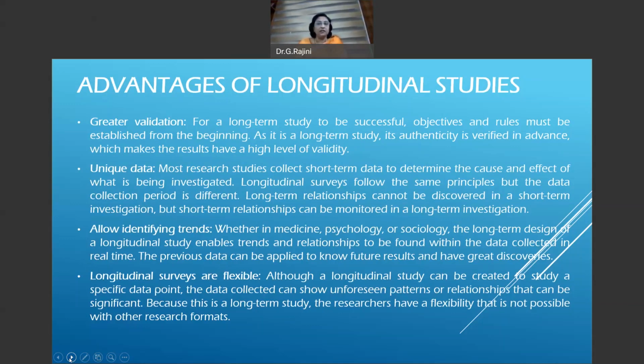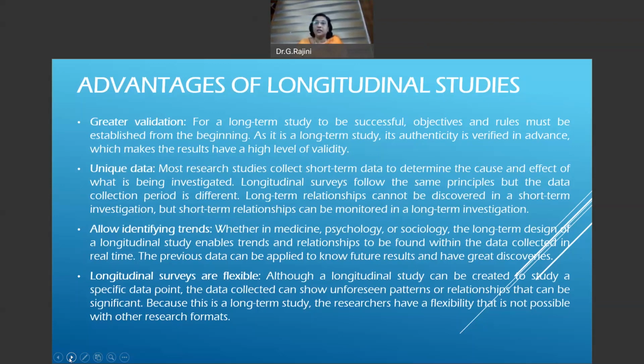It allows identifying trends. Whether in medicine, psychology, or sociology, the long-term design of a longitudinal study enables trends and relationships to be found within the data collected in real time. The previous data can be applied to know future results and make greater discoveries as well.